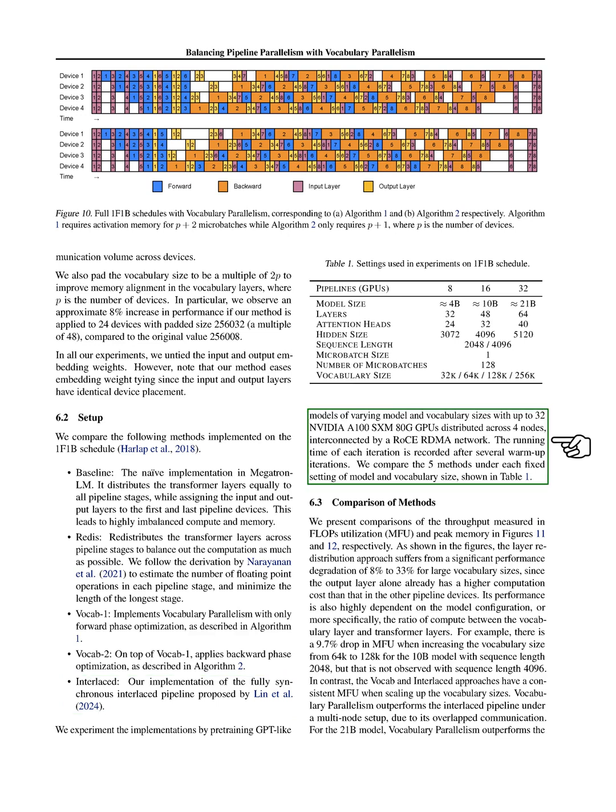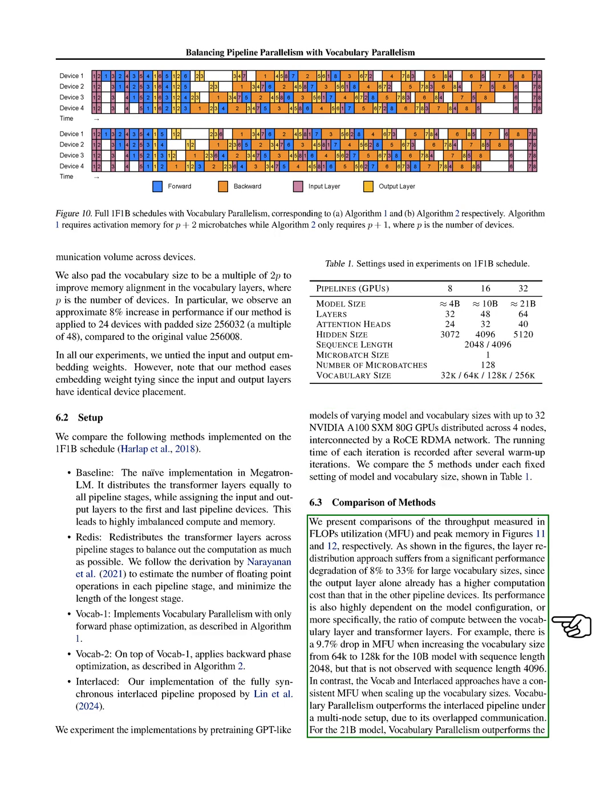We test these methods by pre-training GPT-like models of various sizes using up to 32 NVIDIA A100 GPUs across 4 nodes connected by a RoCE RDMA network. We record the running time of each iteration after several warm-up iterations and compare the 5 methods under fixed model and vocabulary sizes. In our comparison of methods, we present throughput measured in floating point operations utilization and peak memory usage.